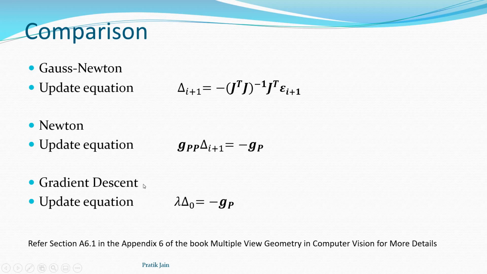There are a lot of comparisons given in the book Multiple View Geometry in Computer Vision. You can refer to Appendix 6, where you will see the different comparisons and some more details about the three algorithms.